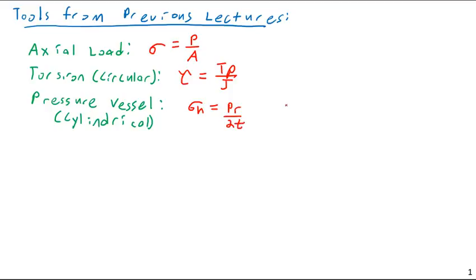Sorry, I got that wrong. I'm supposed to put the right ones with the right ones. Yes, sorry. So this is sigma L. Our longitudinal stress is PR over 2t. And our hoop stress is PR over t. If we remember, in a cylindrical pressure vessel, our hoop stress is twice our longitudinal stress.